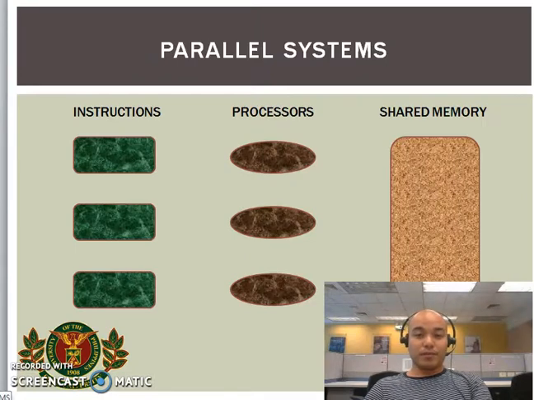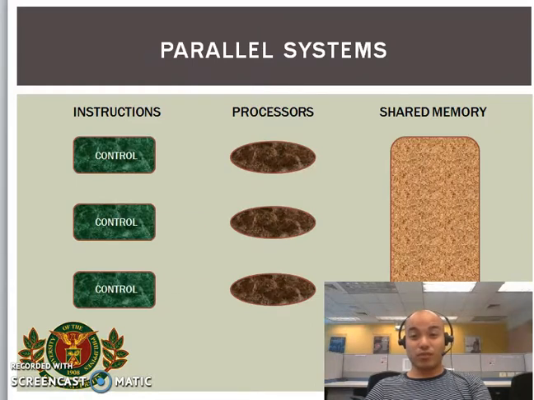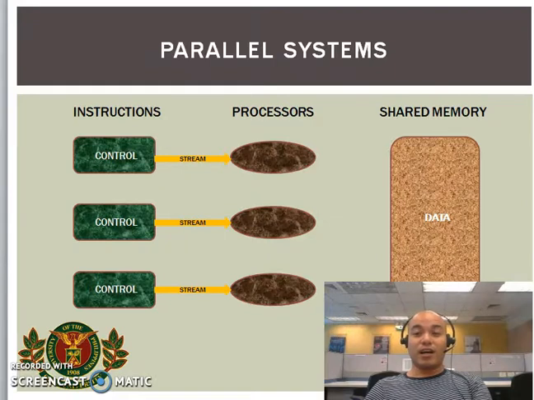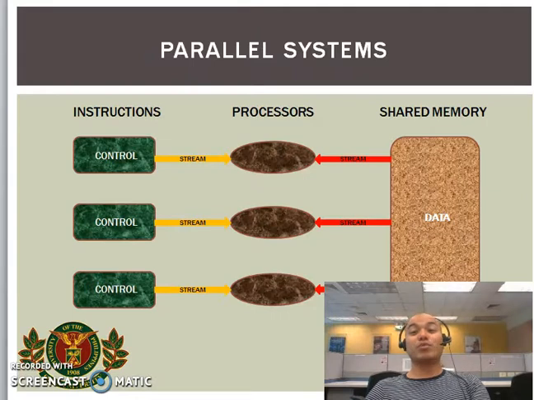As the instructions are being fed to the processors, the data is also being inputted to the processors simultaneously. Its difference with concurrency is that the processing is actually being done by different processors.